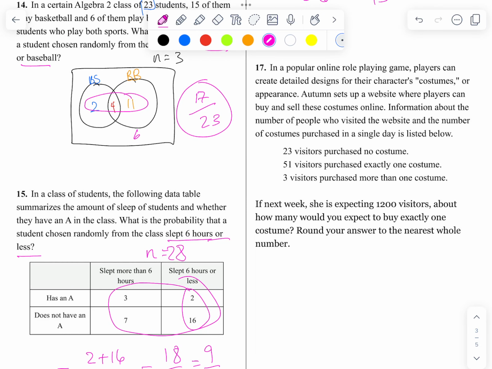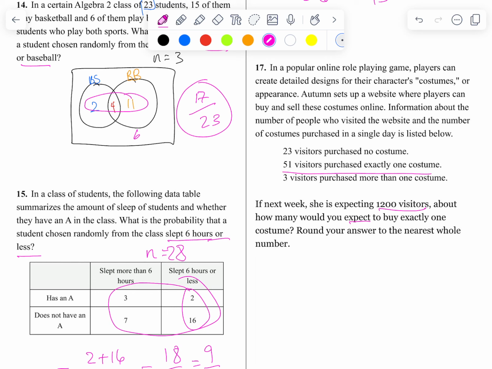In a popular online role-playing game, players can create detailed designs for their characters' costumes or appearance. Autumn sets up a website where players can buy and sell these costumes online. Information about the number of people who visited the website and the number of costumes is listed below. If next week she's expecting 1,200 visitors, about how many would you expect to buy exactly one costume?